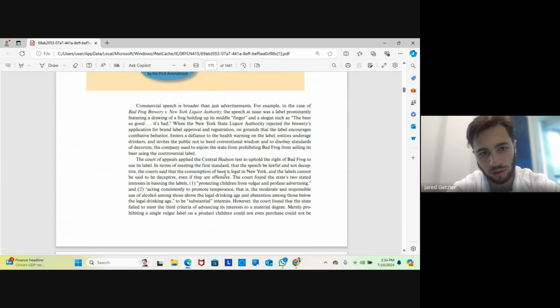So we also saw, let's take a look at Bad Frog Brewery versus New York Liquor Authority. I'll give an example. Let's say we have an alcohol company. Let's say Coors Light makes an advertisement saying this beer is going to get you drunk up to the clouds, right? And say, drink till you can't. Or let's say Bud Light says drink until you can't no more. And some guy buys a Bud Light, he drinks it after seeing that ad. He goes out on the road and he drunk drives and he kills 2 people, right?